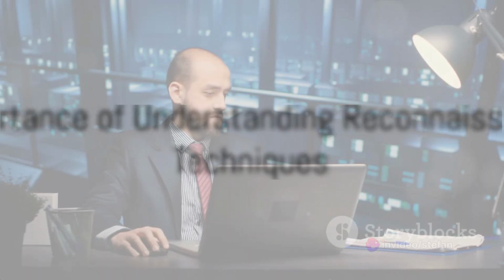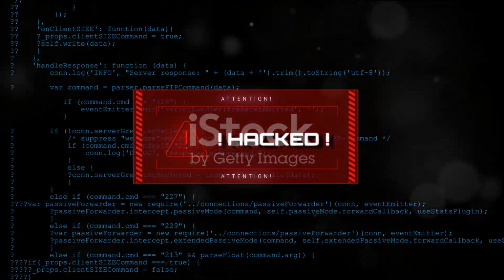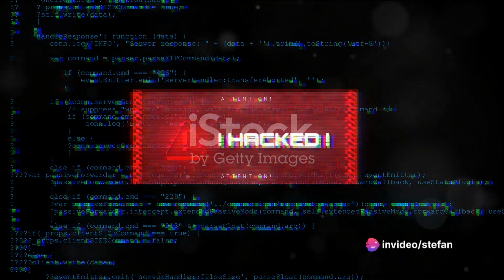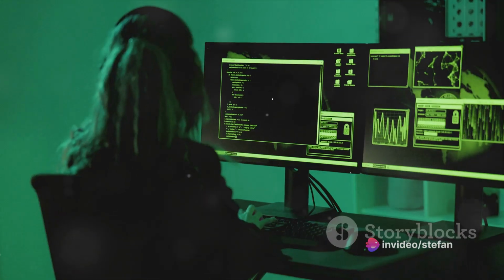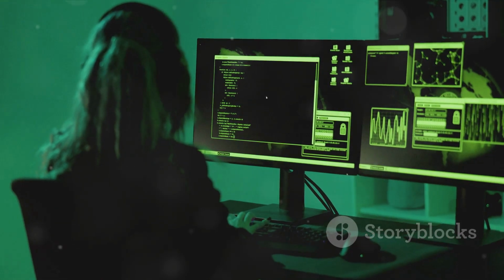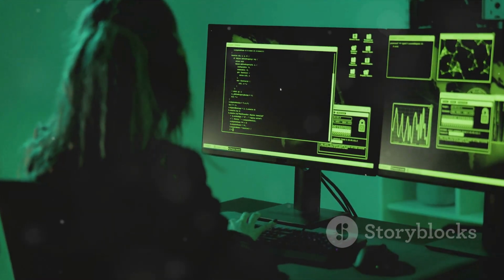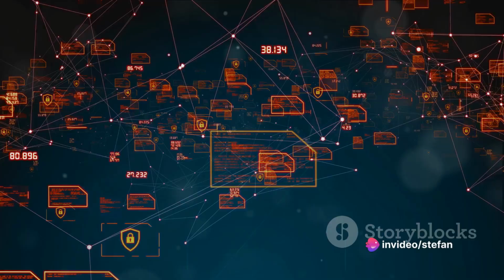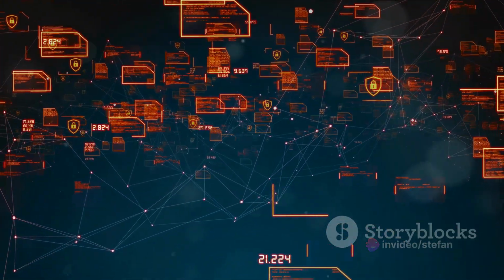So why is it important for us to understand these reconnaissance techniques? Well, the answer lies in the very heart of cybersecurity. Understanding how reconnaissance techniques work is like reading the playbook of potential cyber attackers. It gives us a glimpse into their strategies, their methods, and their mindset. It's about knowing your enemy, and in this case, that enemy is anyone who might seek to exploit vulnerabilities in our networks. By comprehending these techniques, we can design and implement security systems that are robust and resilient.